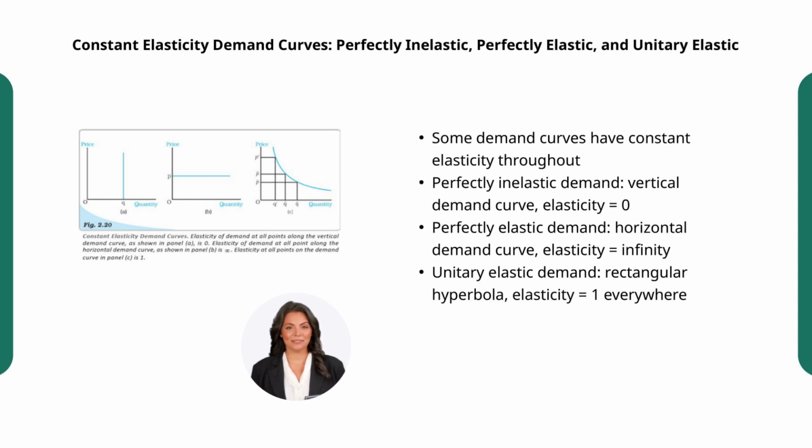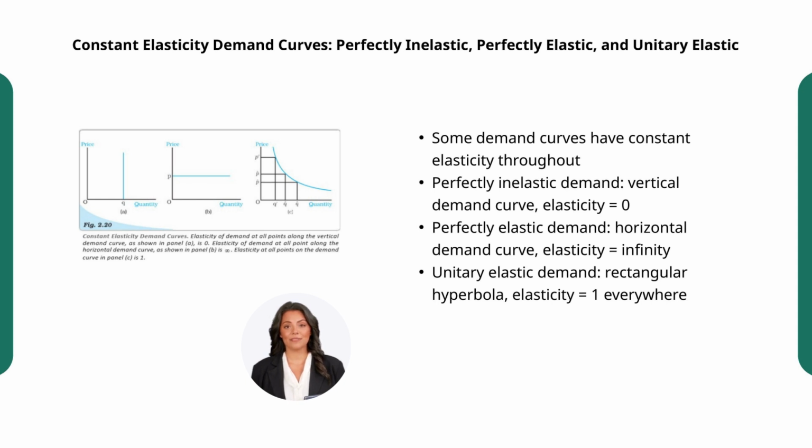Panel B illustrates a horizontal demand curve where price remains fixed at P. Any slight increase causes quantity demanded to drop to 0. Perfect elasticity, with elasticity equal to infinity. This is typical for goods with perfect substitutes, where consumers switch immediately if price changes.